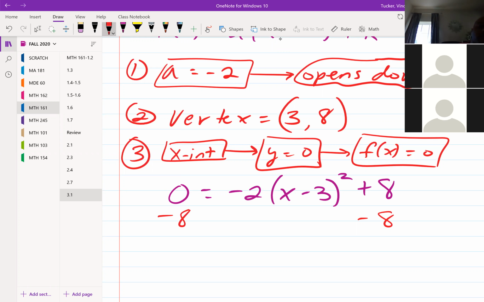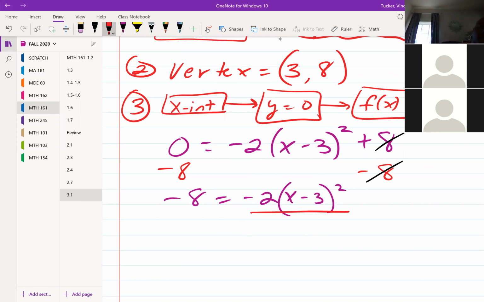Subtract 8 from both sides. Divide by -2.